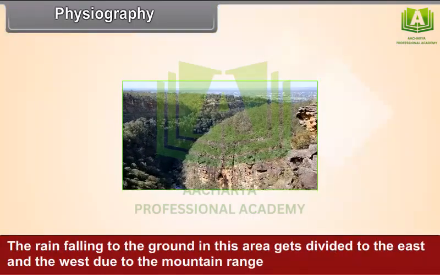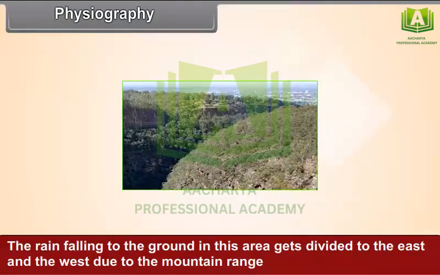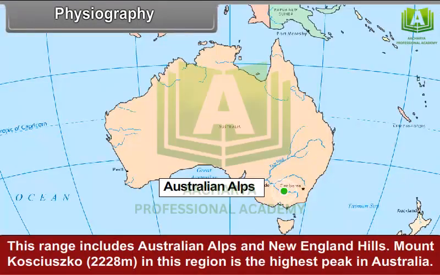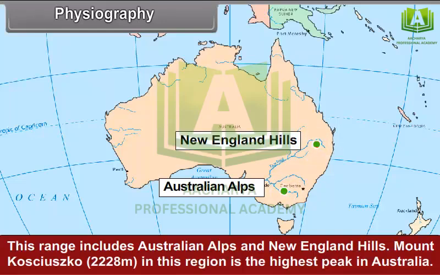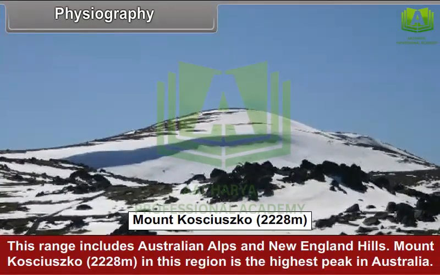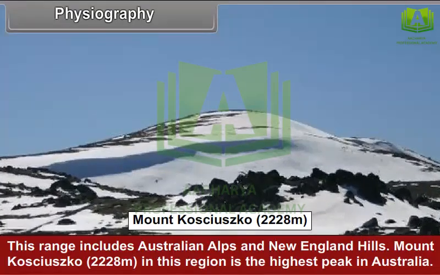The rain falling to the ground in this area gets divided to the east and the west due to the mountain range, which is therefore called the Great Dividing Range. This range includes Australian Alps and New England Hills. Mount Kosciuszko, 2,228 meters in this region, is the highest peak in Australia.